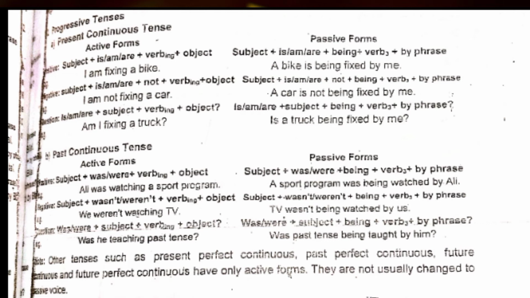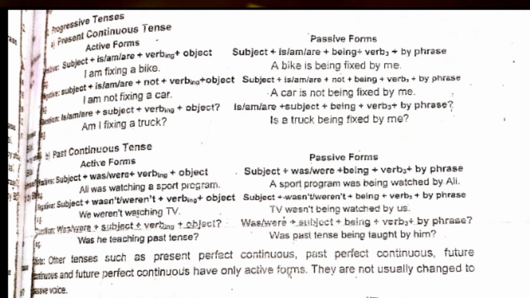So the passive form is a truck being fixed by me. Got it? Then we have another progressive tense. It is the past continuous tense. The past continuous tense positive structure is the subject plus was plus verb plus ing plus object. Ali was watching a sport program. Passive: a sport program was being watched by Ali.